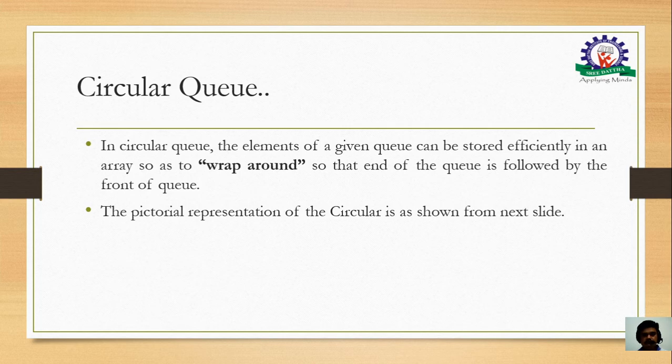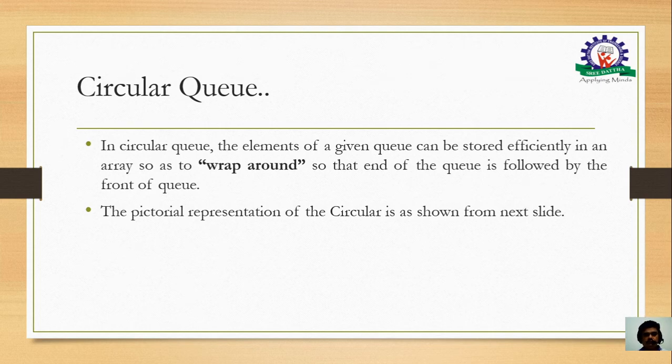In the previous class we studied about the DQ. DQ means we have the operations like insertion at both ends and deletion at both ends. So I can insert from the front as well as from the rear. In the same way I can delete from the front as well as from the rear. That is the double queue, the double-ended queue, which is also specially called DQ.